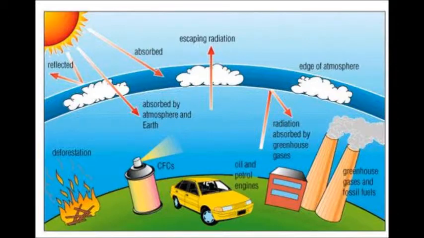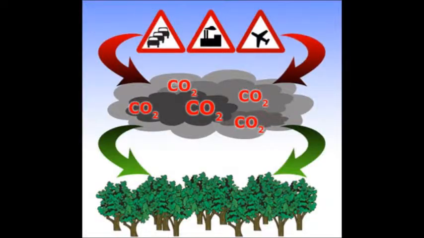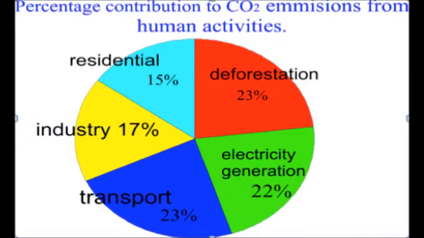By driving cars, using electricity from coal-fired plants, and heating up our homes with natural gas, we release carbon dioxide and other heat trapping gases in the atmosphere. As you see here, the graph shows the percentage contribution to CO2 emissions from human activities. According to this graph, deforestation and transportation are sending out more CO2 than the other activities.